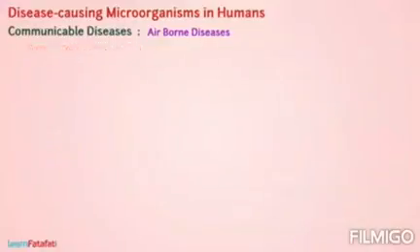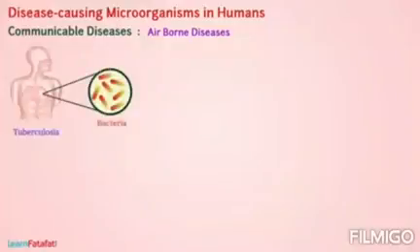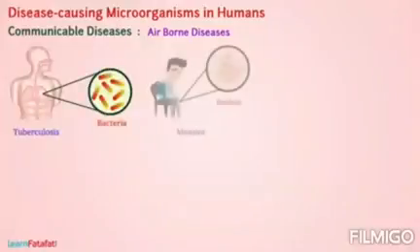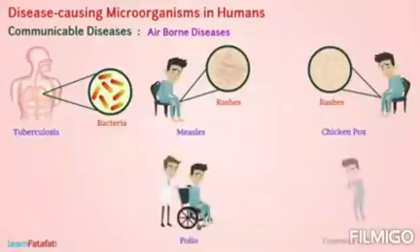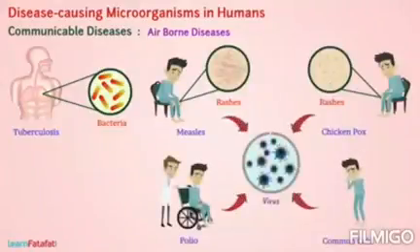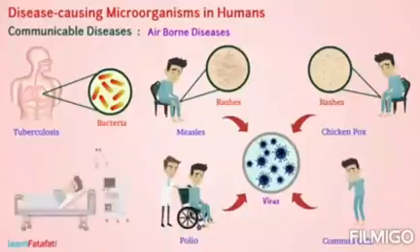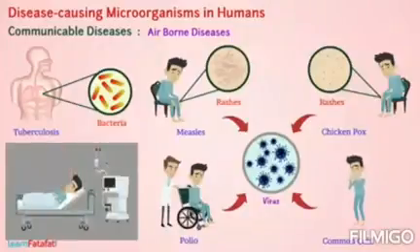Some other airborne diseases are tuberculosis, which is caused by bacteria, and measles, chickenpox, polio, and common cold, which are caused by viruses. Spreading of airborne diseases can be prevented by keeping the patient in complete isolation and by keeping the things of the patient away. Vaccination at a suitable age is also helpful.